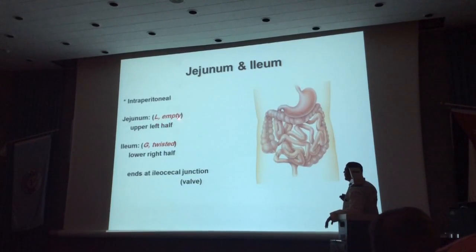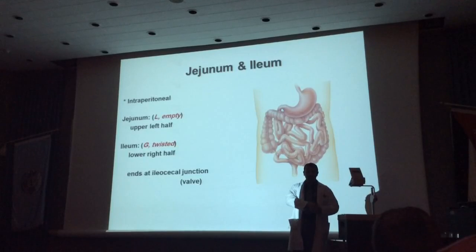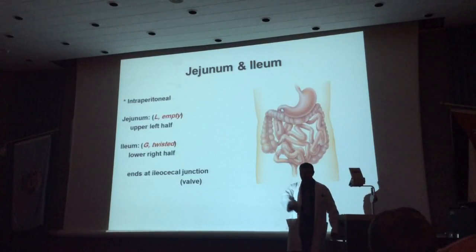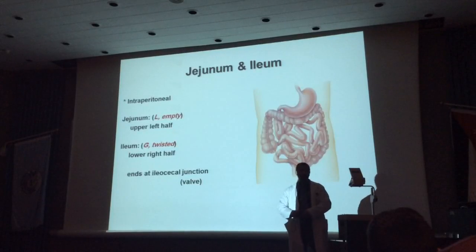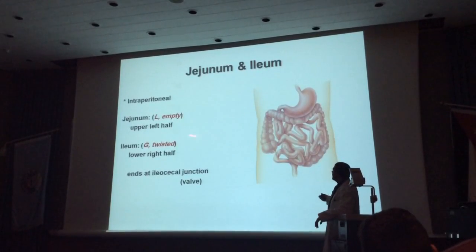Jejunum is a Latin word for empty, because in cadavers, when you dissect, you will see part of the intestine, especially in the upper left half of the abdomen. You can easily put your hand obliquely: the upper left is the jejunum, the lower right is the ileum. So this is the jejunum. It's empty, found most of the time empty in the cadavers. That's why they call it jejunum. The ileum is a Greek word which means twisted, the most twisted part of the small intestine.